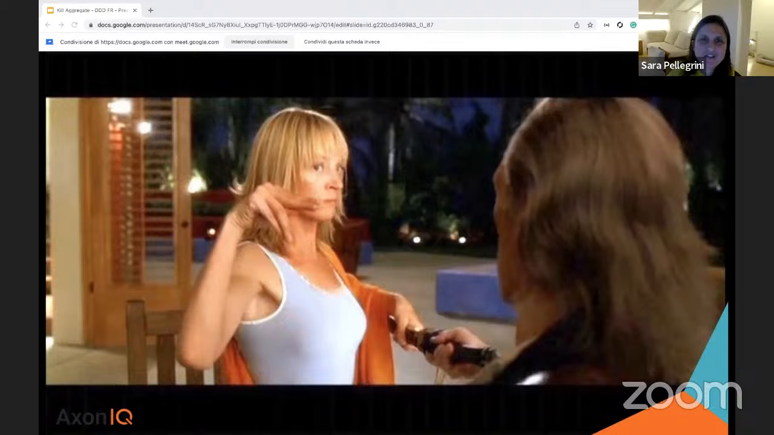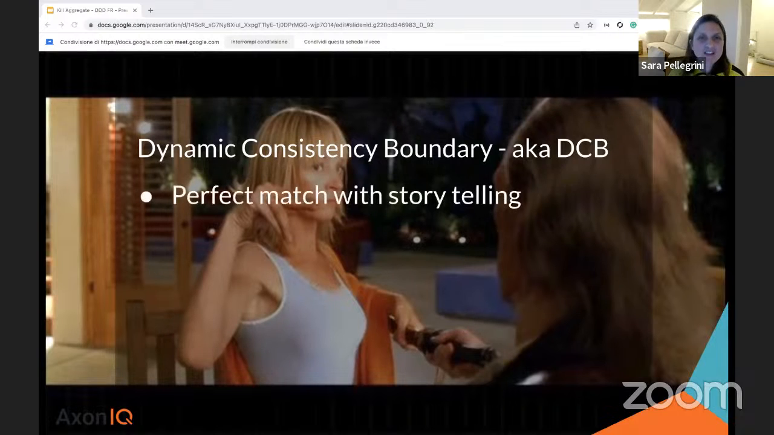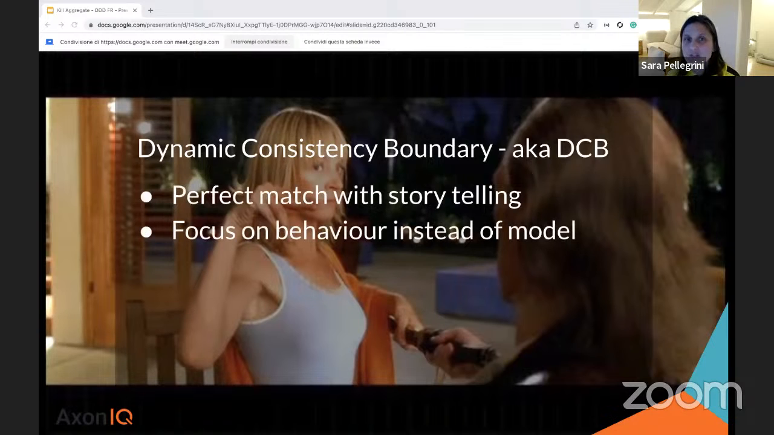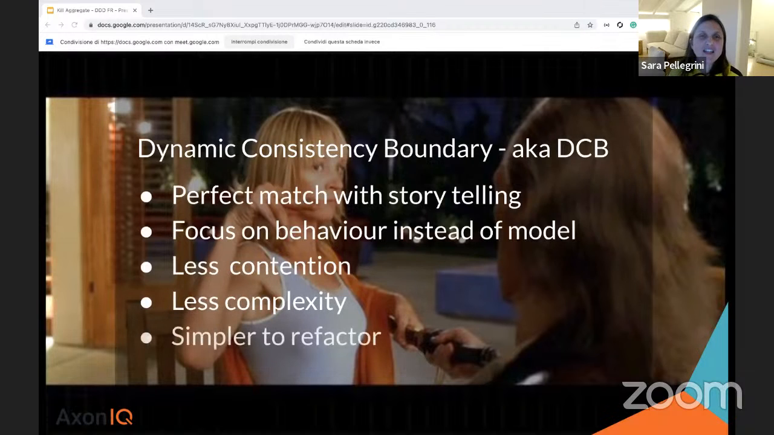So the aggregate is finally dead, together with the negative aspects associated with it. This new approach that we decided to call dynamic consistency boundary has several benefits. It integrates naturally into storytelling. It focuses on behavior instead of model. It reduces the contention and the complexity, and it simplifies the refactoring.